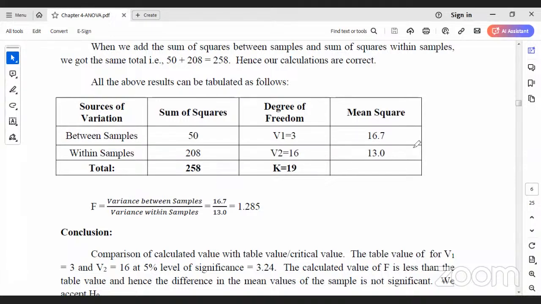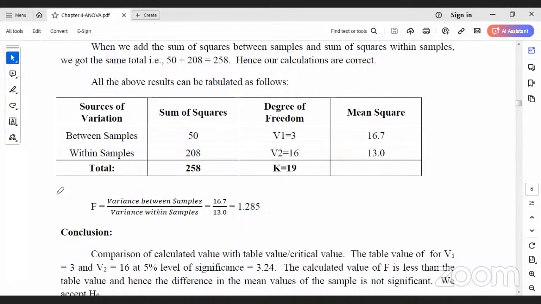So F is equal to variance between samples divided by variance within samples, which is 16.7 divided by 13.0, that is 1.285. This value is called the calculated value. This calculation is done by us only. So we have done the calculation, and till here we completed the problem.